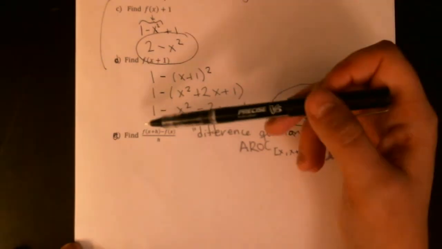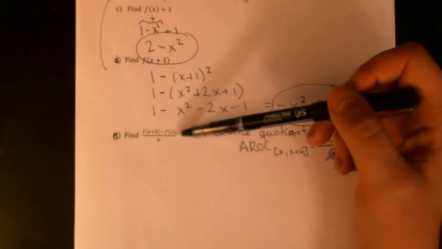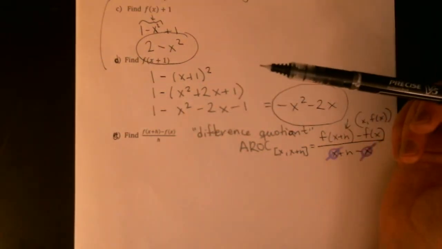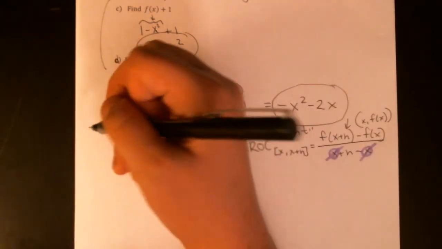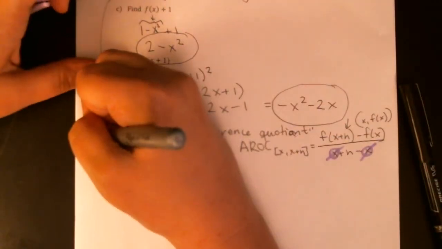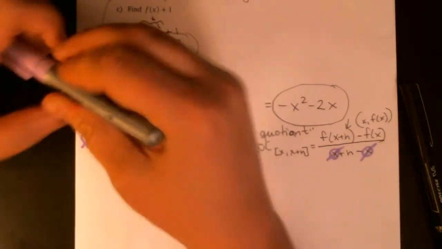Okay, so algebraically, these are incredibly important when we finally get to finding derivatives. You're going to do tons of these, and you want to be really careful. So we have our function here. I'm just going to rewrite it right here. Our function is f of x is 1 minus x squared.